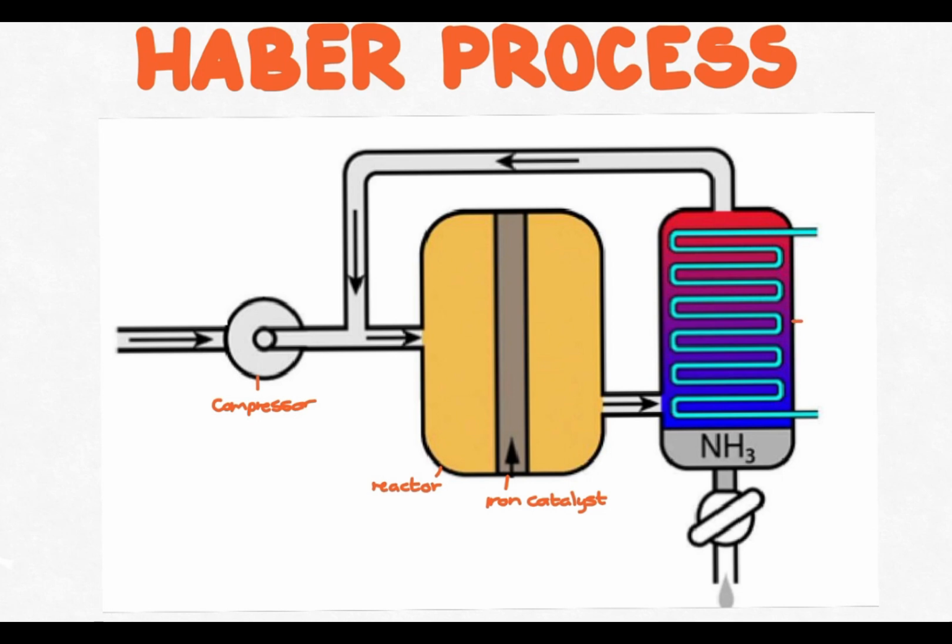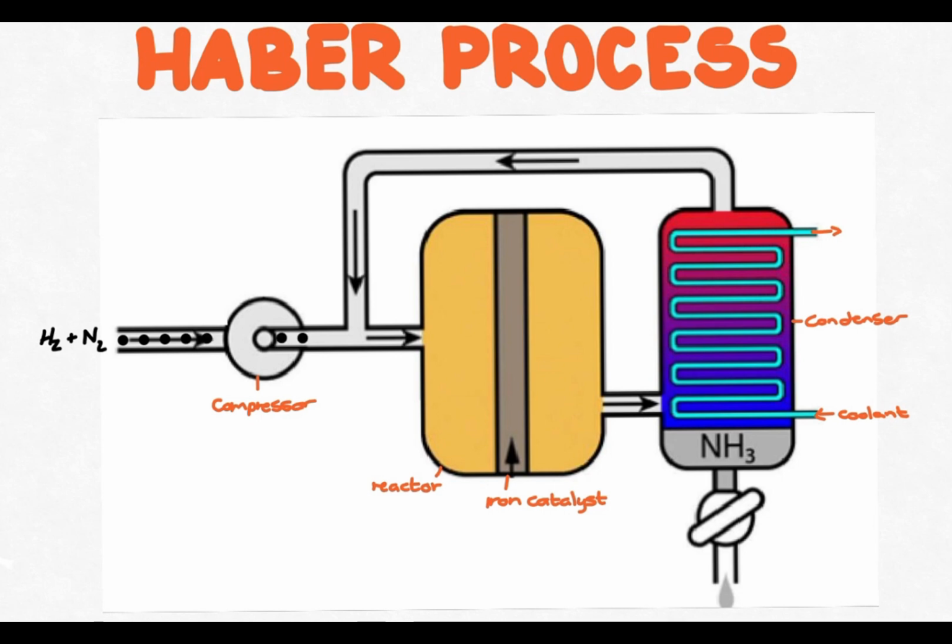Lastly, we have the condenser, and what a condenser does is it cools down the products so that some of them can form liquids. Now for this process, we use hydrogen and nitrogen gas. Now the hydrogen gas is obtained from methane, and the nitrogen we get from our air. Now these two gases are pumped into the compressor through a pipe. Inside the compressor, the gases are compressed to around 20,000 kilopascals or 200 atmospheres.